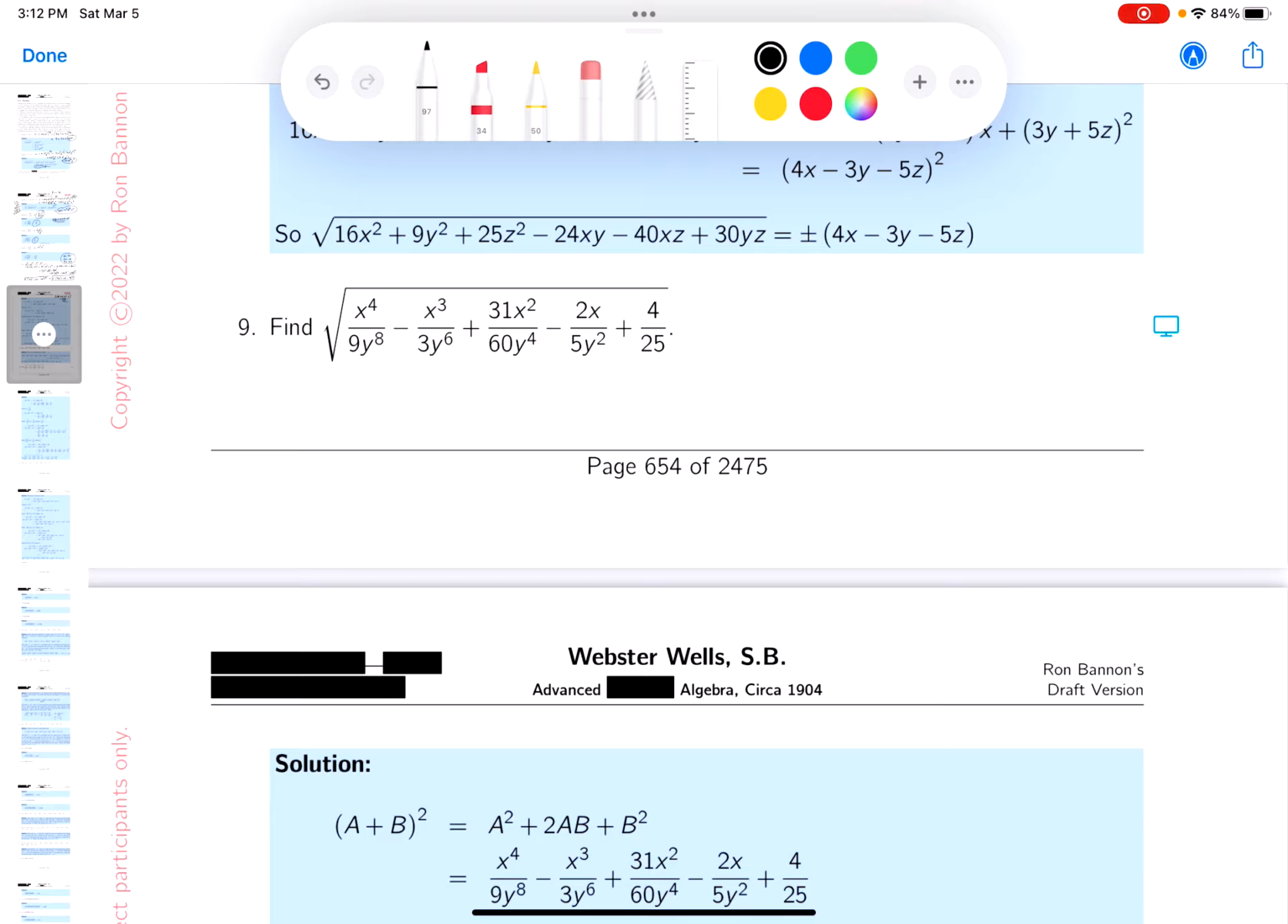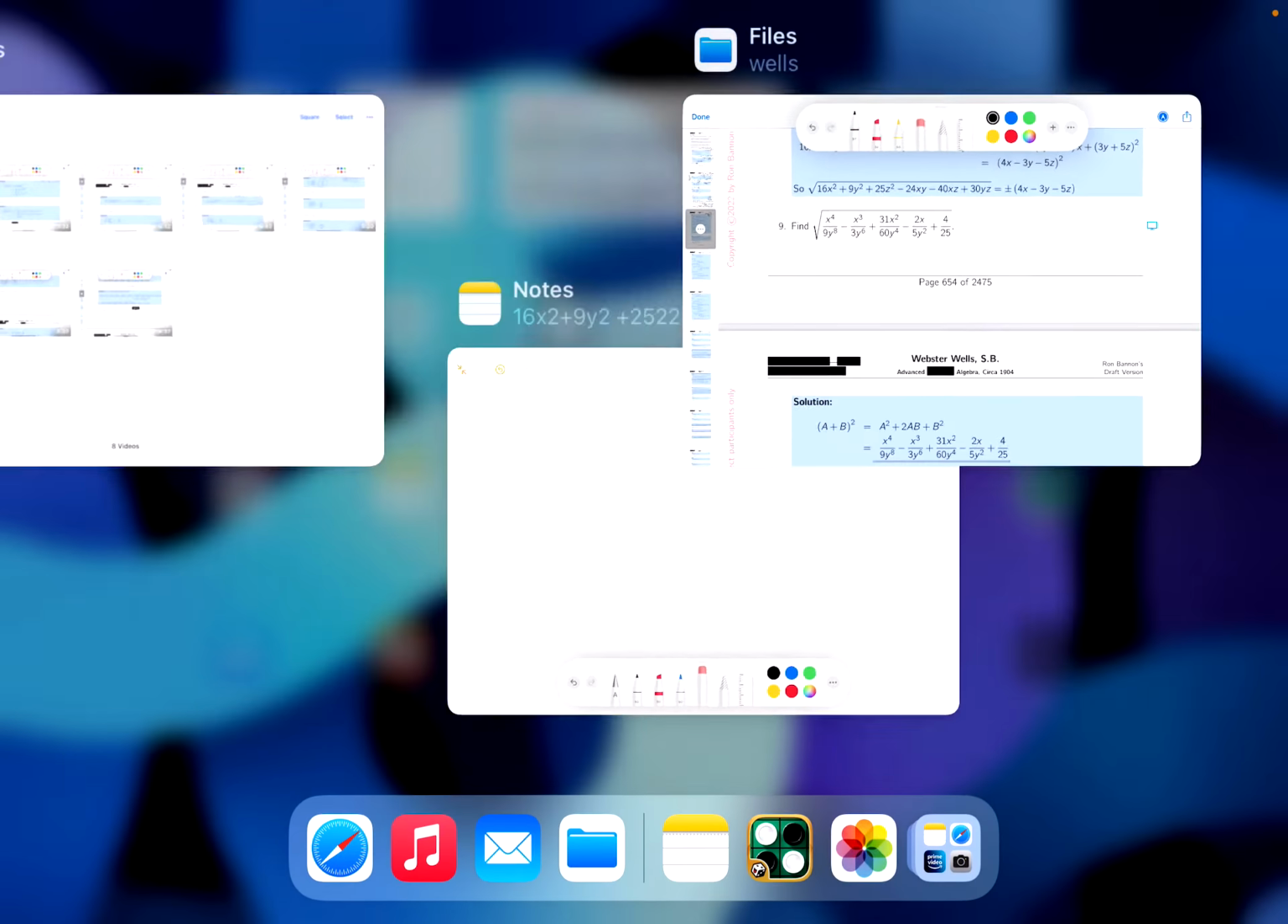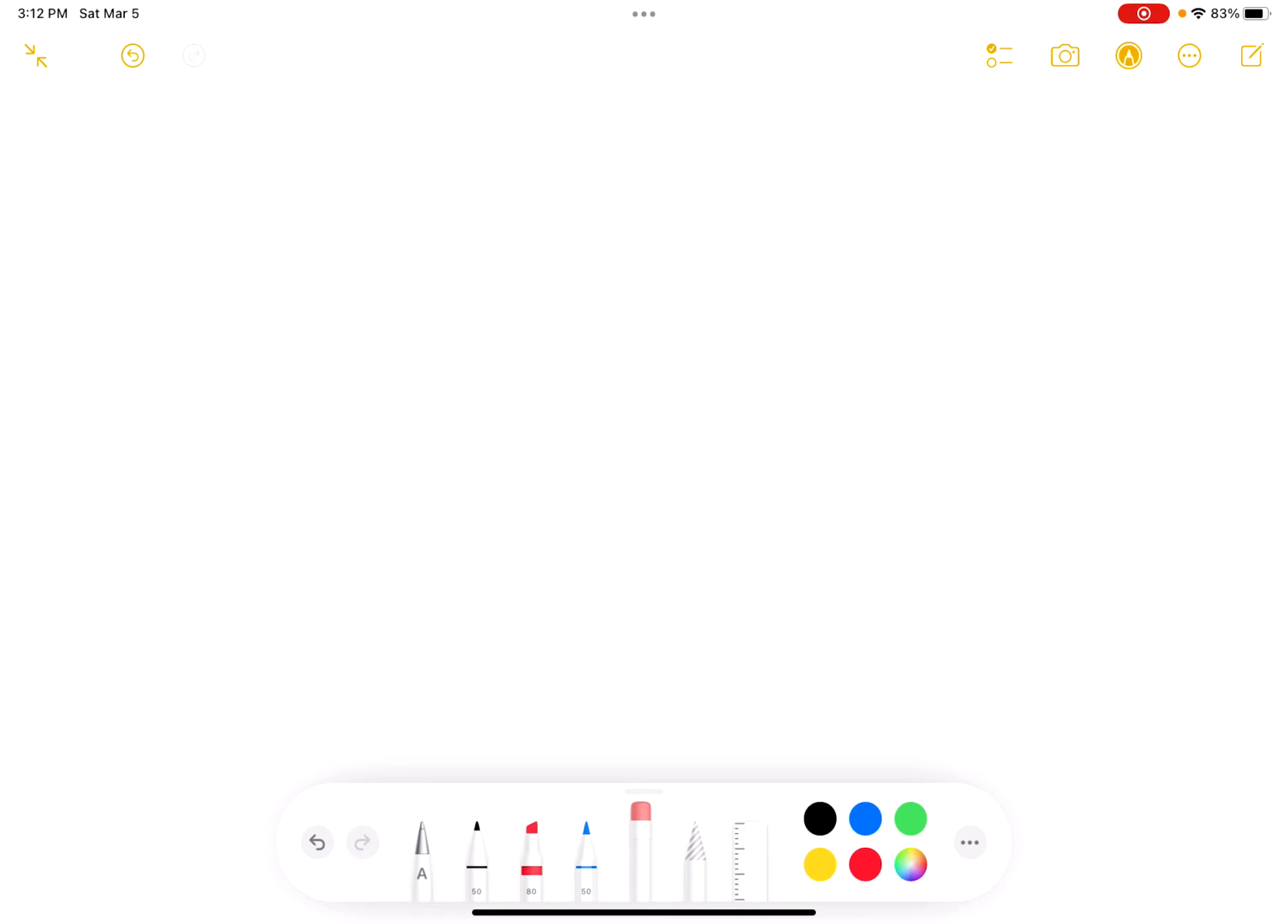Okay, not an easy problem, other than the fact that I'm going to assume it's a perfect square. So what I'm going to do is go to the whiteboard and recopy the problem. I hope I copy it right, because otherwise I'll be barking up the wrong tree, so to speak. So I'm going to say x^4 over 9y^8.